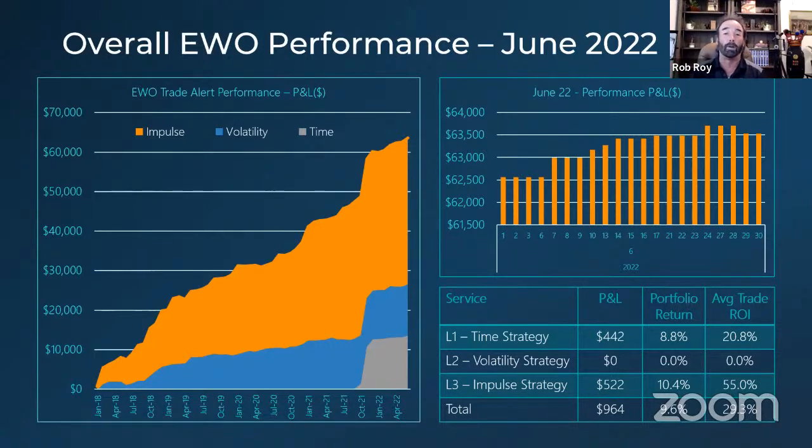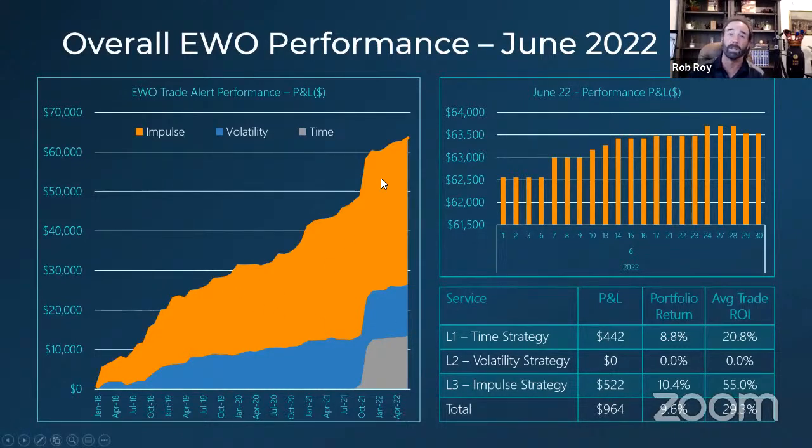The impulse portfolio is our directionally based portfolio. That's been carrying the ball, but good support there from the time strategy. That's level three, which basically includes all of the portfolio. So level one is just the time strategy. Level two is time and volatility. And level three is everything, including the directionally based impulse portfolio.